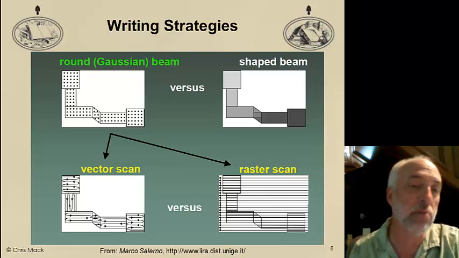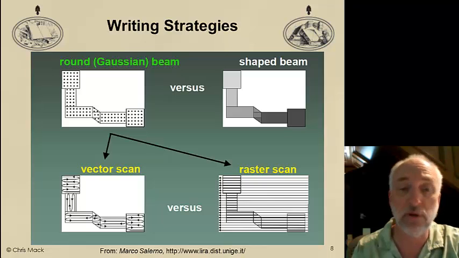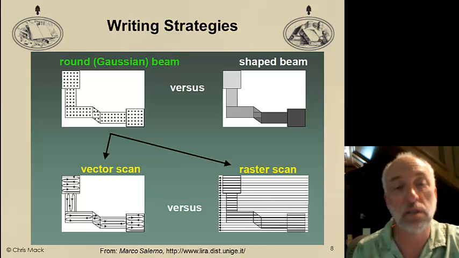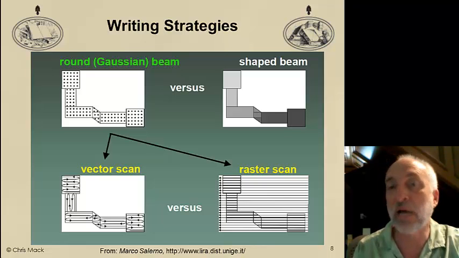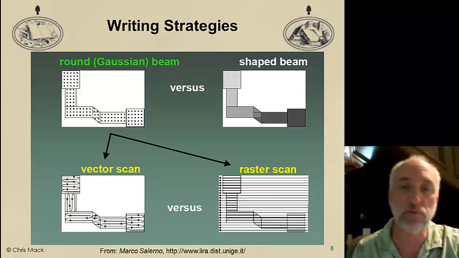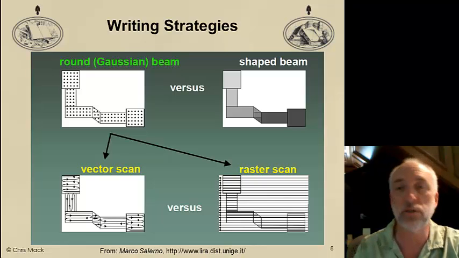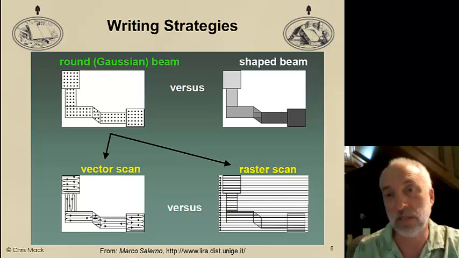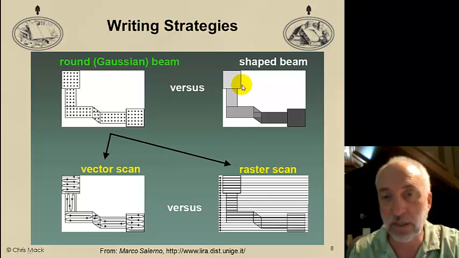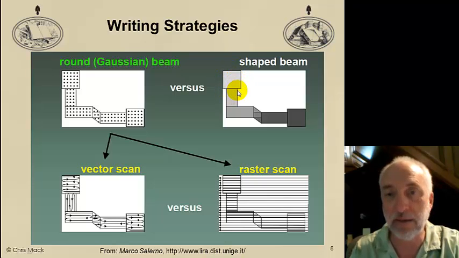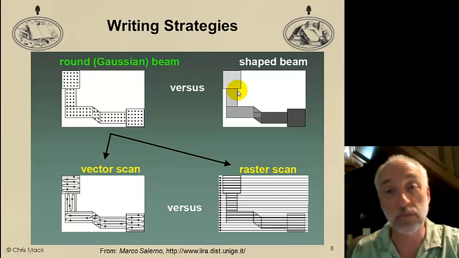In a vector scan mode, I'm doing the scanning back and forth, but only within the regions that I'm trying to expose. But I can do much, much better with a shape beam system in terms of throughput and resolution, or the throughput resolution trade-off. With a shape beam system, I'm projecting one rectangle, which we call a shot, at one time. So I have an entire rectangle worth of electrons all projected down and exposing one spot. I step the substrate to a new location.